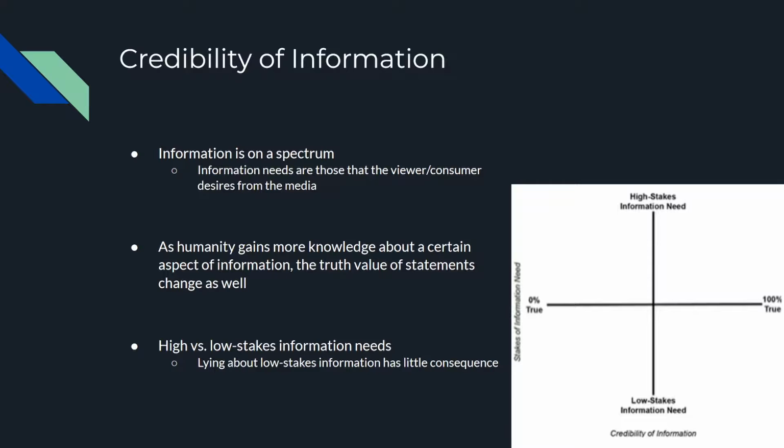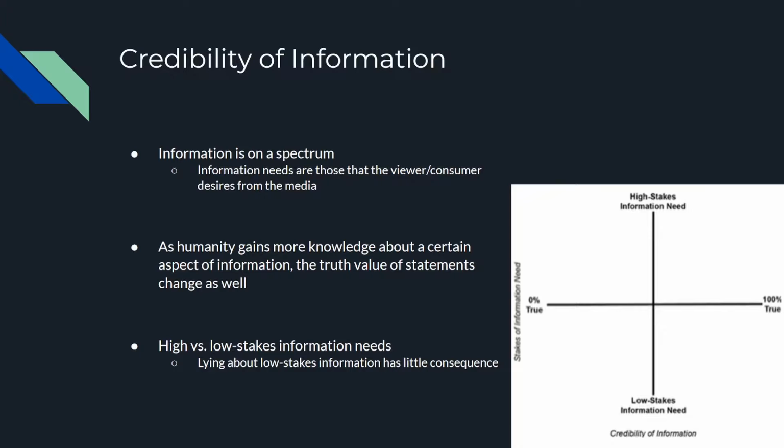I also just want to go over the credibility of information. There's an information need for the viewer to get information from media sites. And as we get more knowledge about a certain topic, we also adjust the truth value for certain pieces of information that we get from our media. So as we learn more about a topic, we either prove or disprove certain aspects of information. And there's also this topic of high versus low stakes information needs. So something high stakes would be something that if you're wrong, what could happen? High stakes means bad things could happen.